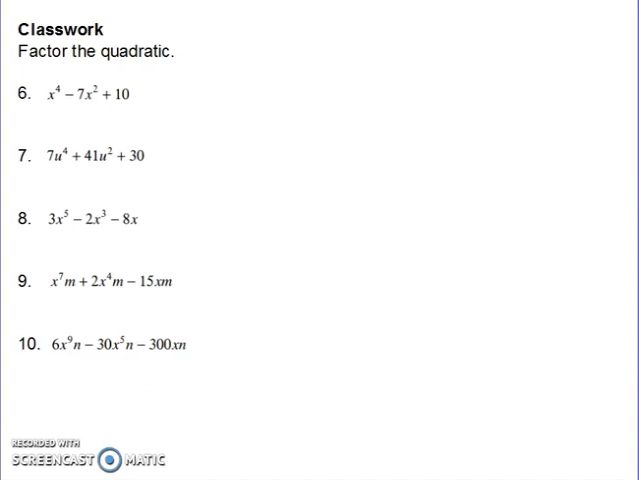Hey everyone, for this set of questions we will be factoring quadratics, and this first question I have x to the fourth minus 7x squared plus 10. I want to figure out how to break that apart, and I'm going to do so with some parentheses and binomials. I'm thinking what times what is x to the fourth? x to the second times x to the second. Remember, if we multiply the same base, we add exponents. That would give us an x to the fourth.